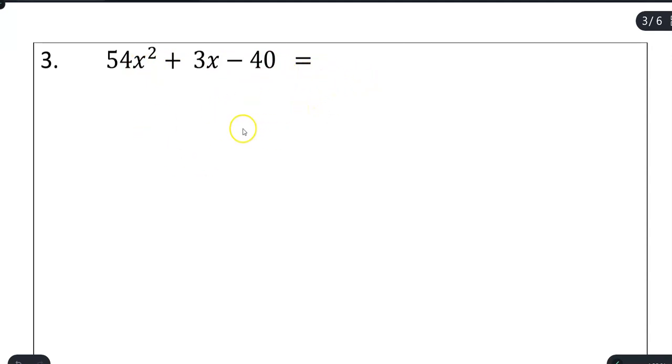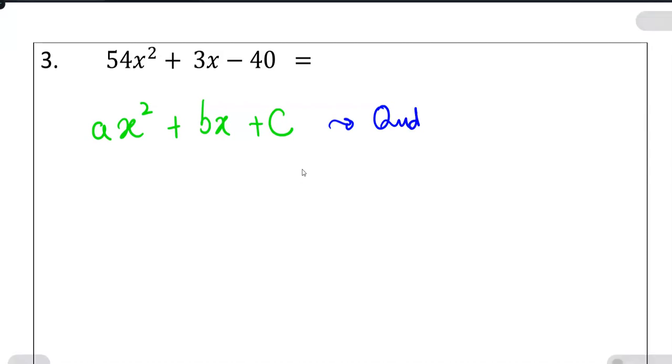But one method that I'm going to show everyone is that you need to find two numbers, okay? And before you find those two numbers, you take a look at this number 54 and the number negative 40. So in a way that I referred to ax squared plus bx plus c. Okay, so this is in terms of like a quadratic form.